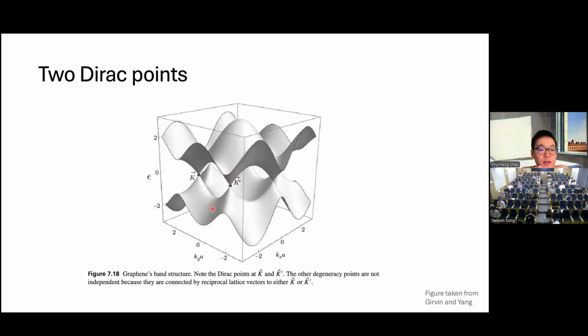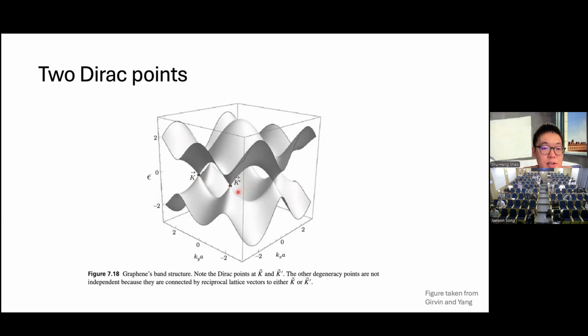So if you draw the dispersion relation of the honeycomb model, you'll see that the two bands will touch at six different points, but many of them are identified. So eventually there are just two zeros. This one labeled by K, this one labeled by K prime. All the other points are identified.